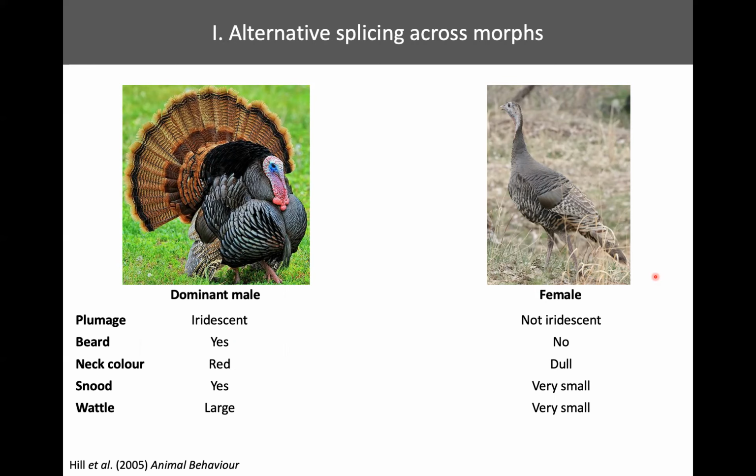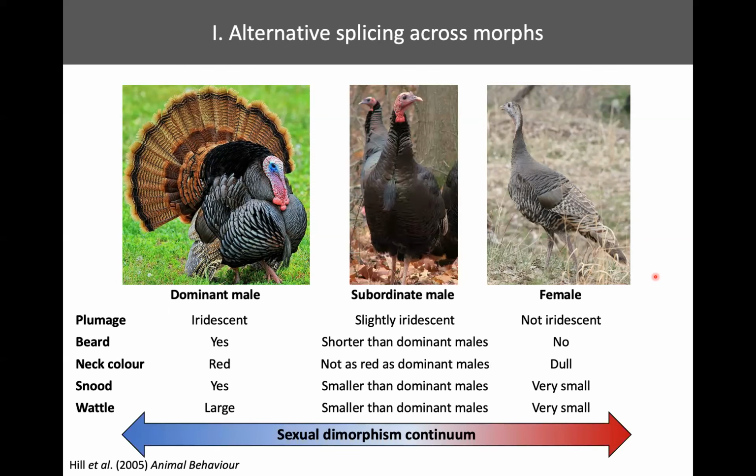To answer this, we looked at gradients of sexual dimorphism across turkeys. So turkeys exhibit extreme sexual dimorphism, and here you can see some traits that differ between the sexes. However, in the turkey, there are actually two male morphs, so there's the dominant and the subordinate. And dominance among sibling males is determined by male-male competition prior to them becoming sexually mature.